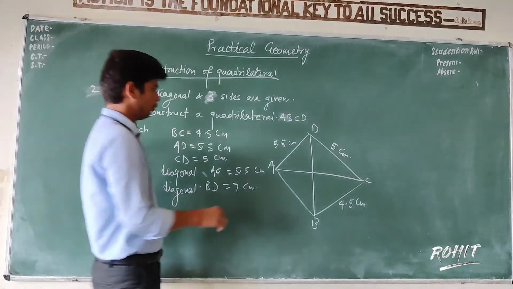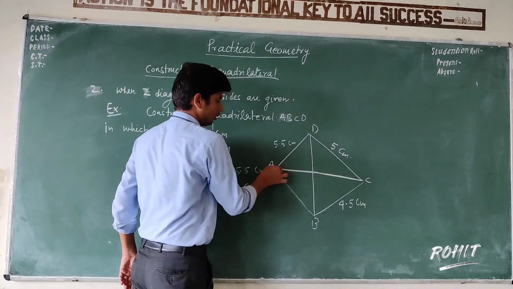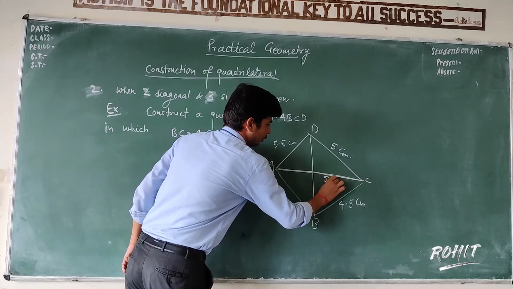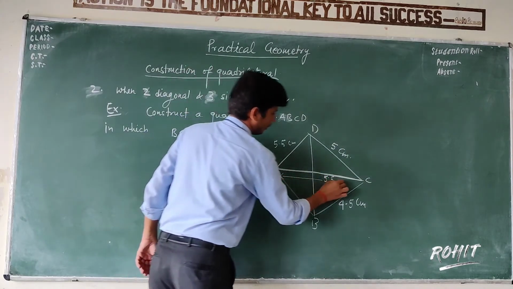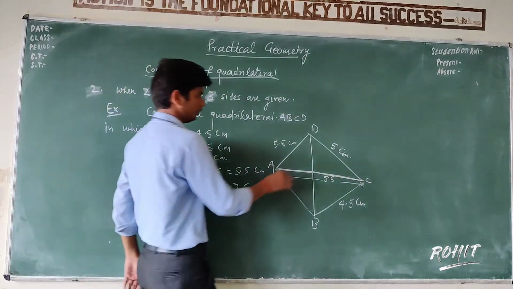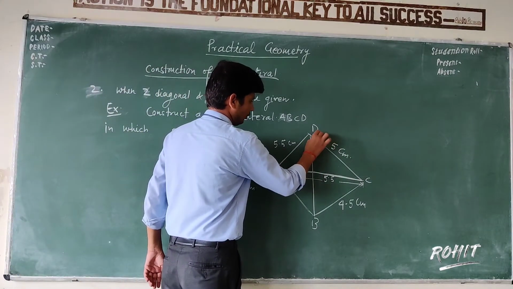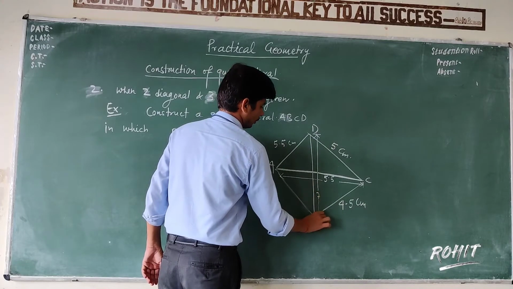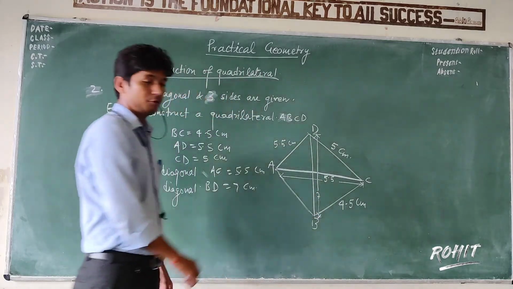Diagonal AC is 5.5, that is, this diagonal is of length 5.5. And the diagonal BD is 7 centimeter. This length is 7 centimeter.